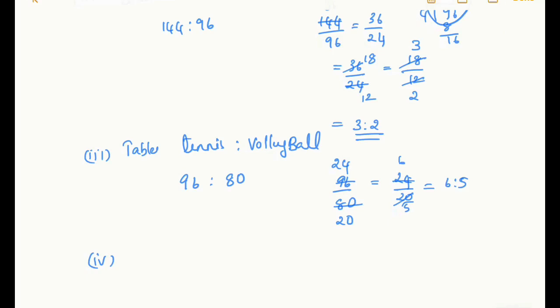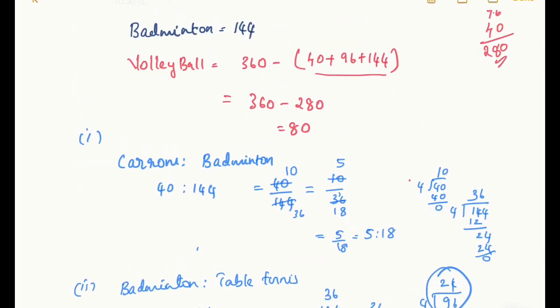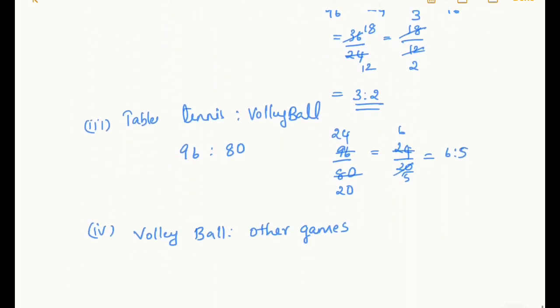Now coming to the fourth sub question. Volleyball to other games. Other games means what are the other games here? Carom, table tennis and badminton. So here you clearly found that other games totally are getting us 280. Volleyball is 80. So your ratio will be 80:280. So how will you find it out?